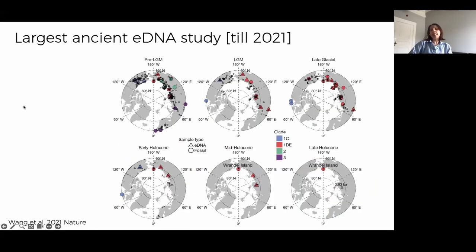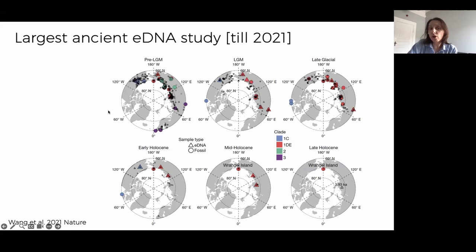And this was shown again as part of the same study from 2021. So we took mammoth as an example. And you can see here the Arctic polar maps. You can see all the sites where mammoth presence has been confirmed, either through fossilized skeletal remains, depicted with a circle, or through eDNA evidence, which is shown as triangles. So if we take the last glacial period, we can see there are many sites with the confirmed presence of mammoth, both through fossilized remains and through eDNA.